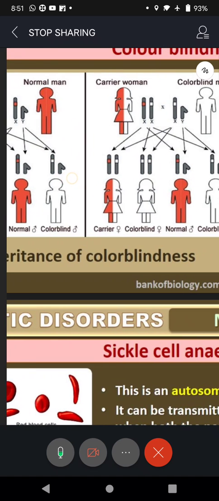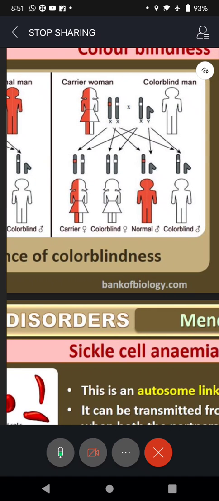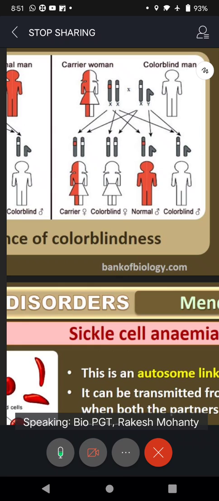Now go to the next possibility. What just now Vikas was telling. A carrier woman unfortunately marries a colorblind man. What are the possibilities? Carrier, normal, colorblind. But look at that. Here, brother and sister both are getting colorblind. If this couple are producing 4 children, 50-50: 50% colorblind, one normal, one carrier.